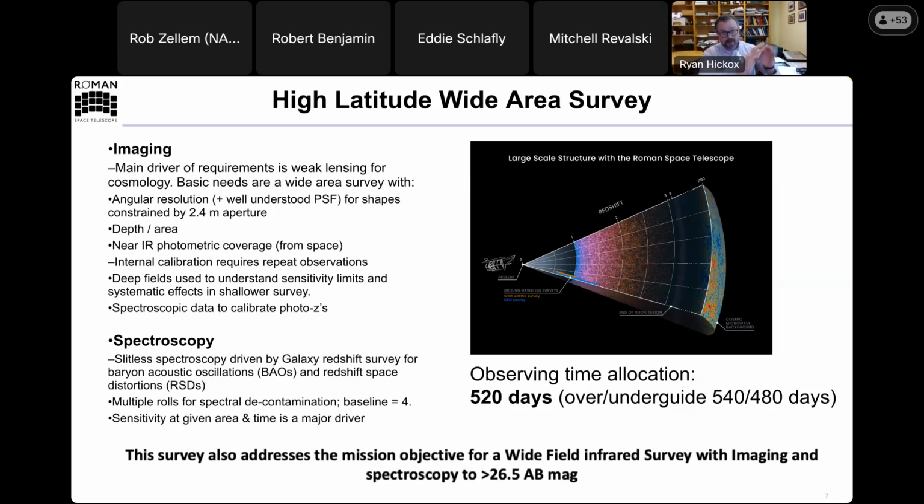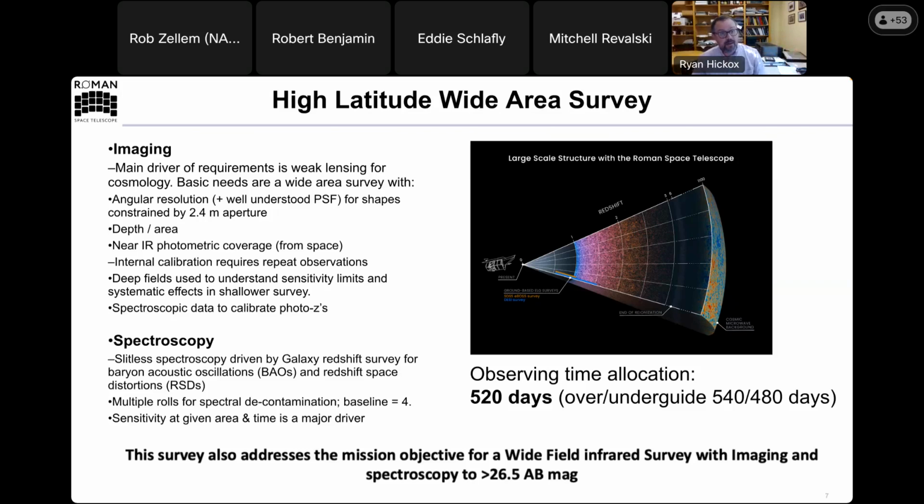Together, these are the main things for the level 1 cosmology requirements, but also a major objective for Roman is just to do a wide field infrared survey with imaging and spectroscopy to deep depths, greater than 26 or so magnitude. And so this survey does that in a more general sense, not just meeting these cosmology requirements.